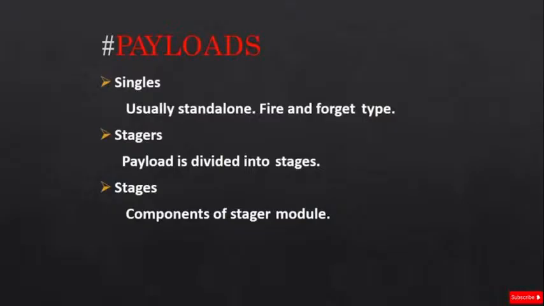Next, payload. In payloads, we have three types: singles, stagers, and stages. Singles are payloads that are self-contained and completely standalone, as simple as adding a user to the target system on running, for example, calculator.exe. So singles are usually standalone. Next, stagers set up a network connection between the attacker and victim and are designed to be small and reliable. In stagers, the payload is divided into stages. And when we come to the stages, they are payload components that are downloaded by the stagers module. So we can say stages are components of the stager module.